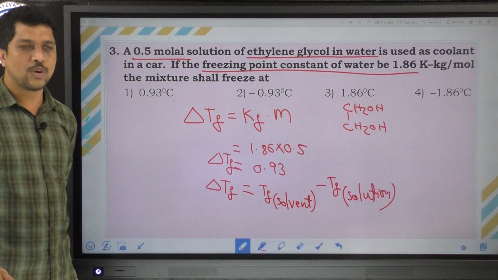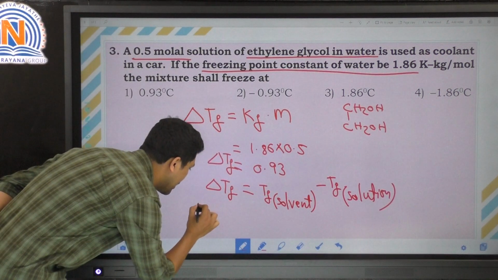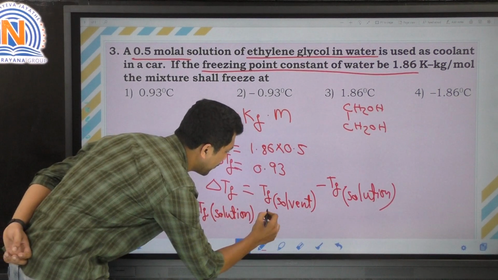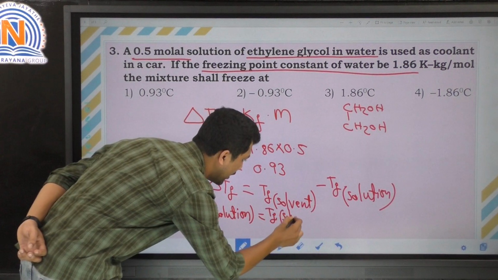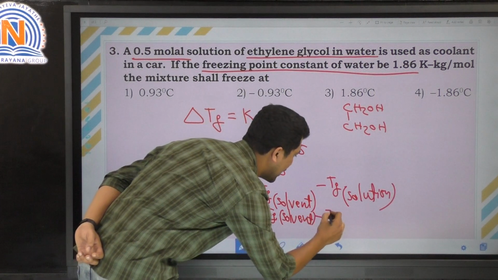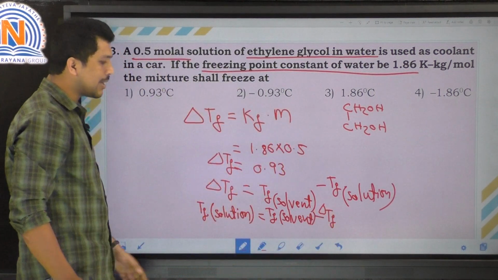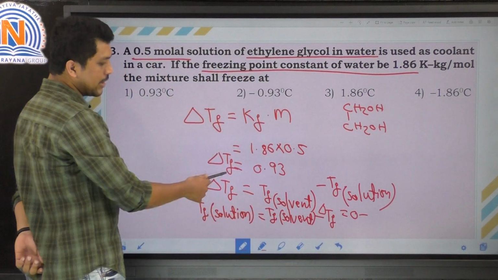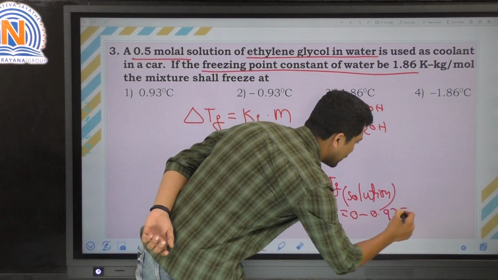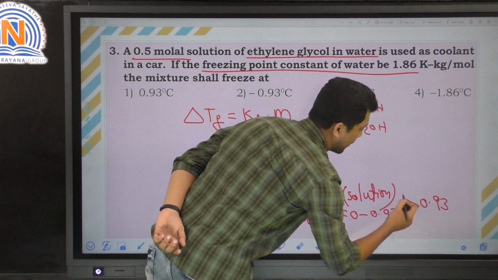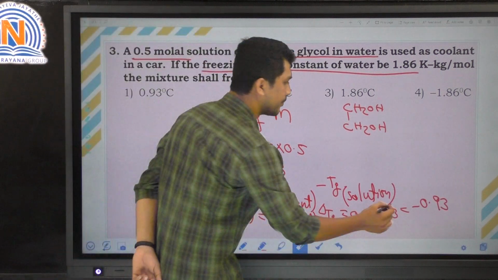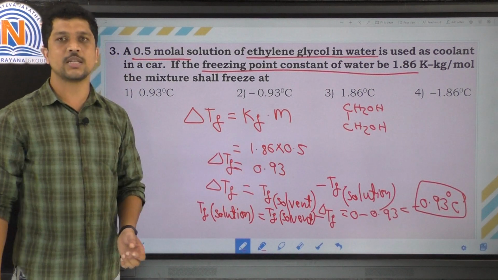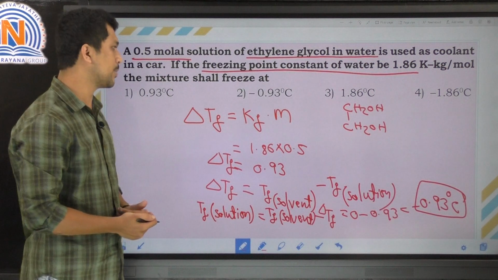Right? Then we need to find the freezing point of the particular solution, that is TF of solution, equal to TF of pure solvent minus delta TF. Here the pure solvent is water. We know that water freezing point is 0. So 0 minus, what is the depression in freezing point? 0.93. So this will be minus 0.93 degrees centigrade. So the freezing point of the particular solution is minus 0.93 degrees centigrade. So the correct option is the second option.